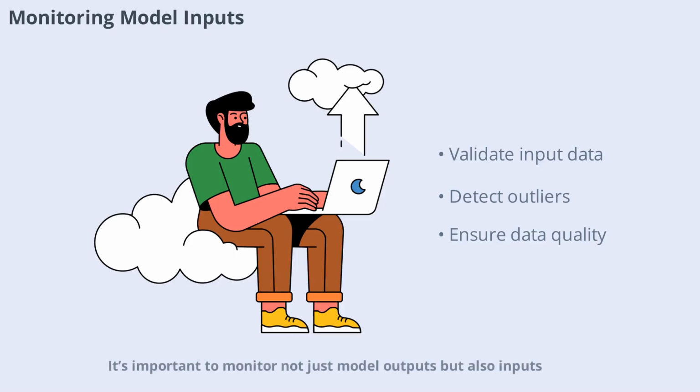It's important to monitor not just model outputs but also inputs. Unexpected or invalid input data can cause errors or degrade performance. Input monitoring includes validating data formats, checking for missing values, and detecting outliers. This helps ensure that your models receive high-quality data at all times.